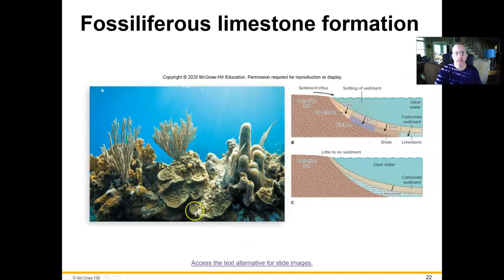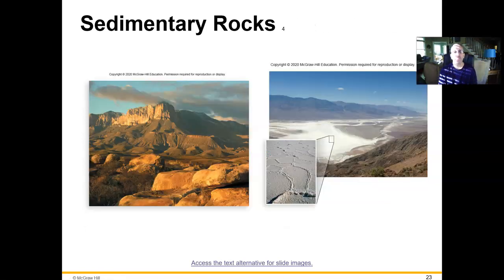And again, this slide kind of talks about what I was saying about where the different particle sizes fall out and form, and the environment that you would have seen on the bottom of this ocean. And again, here we have just a couple of pictures illustrating the different types.